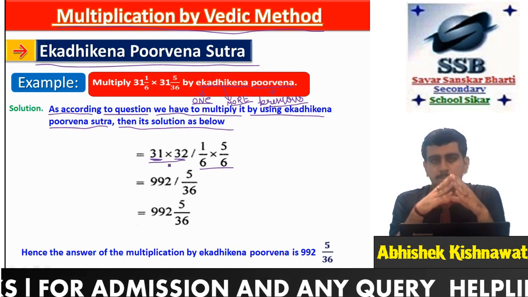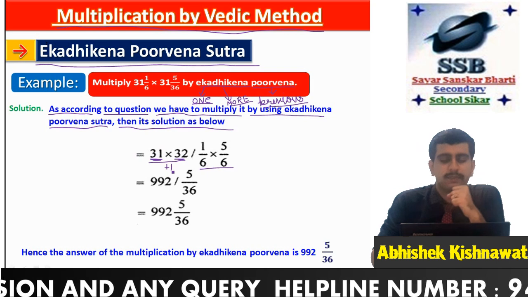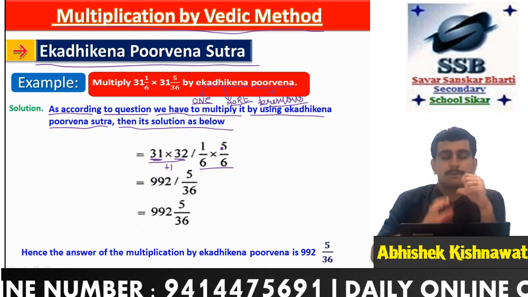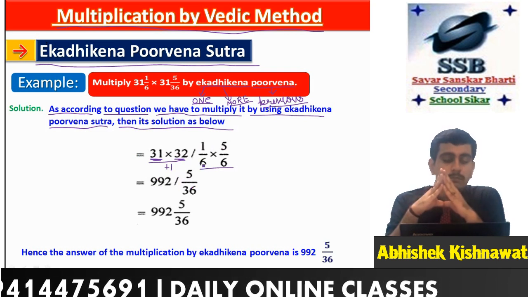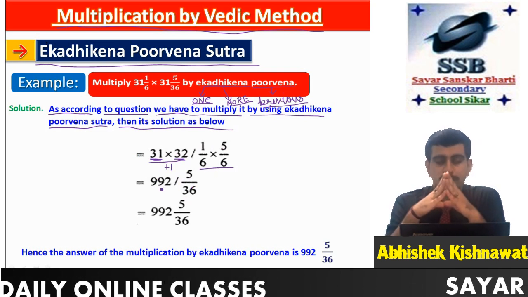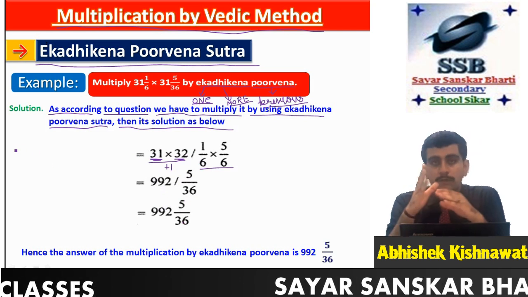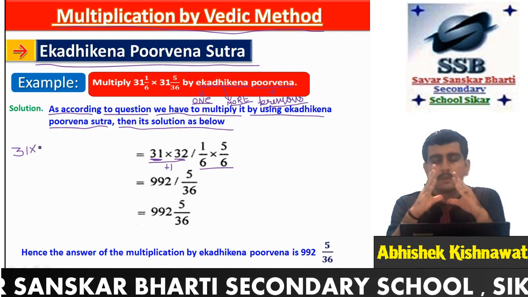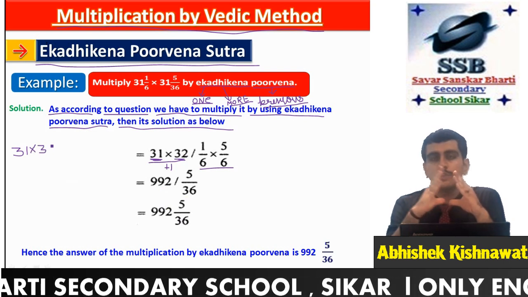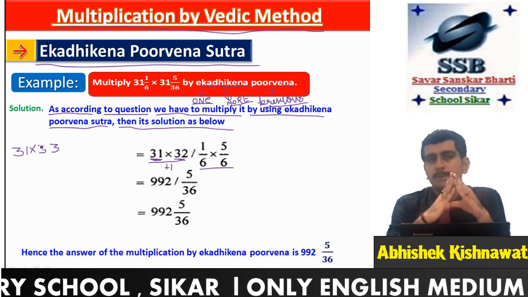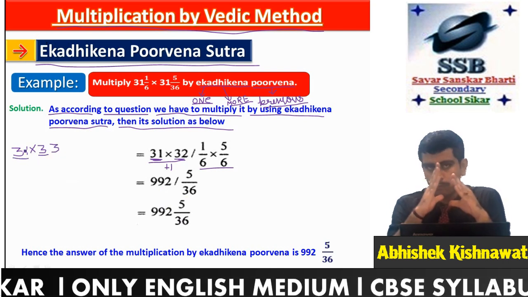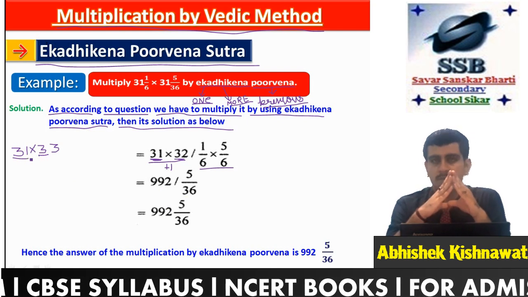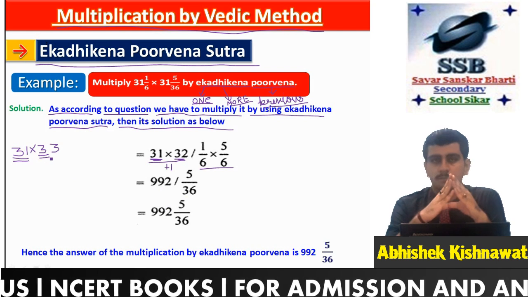As you all can see on the screen. Now let's start the solution. Now first, what we have to do in this example: according to the question, we have to multiply 31 1/6 into 31 5/6 by Ekadhikena Purvena Sutra. Then its solution is below.